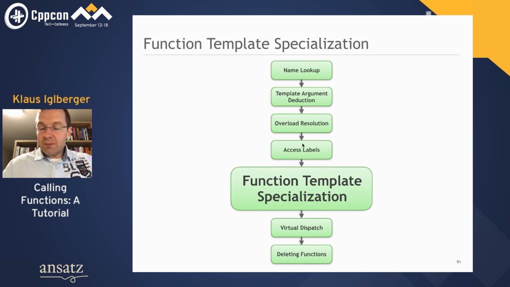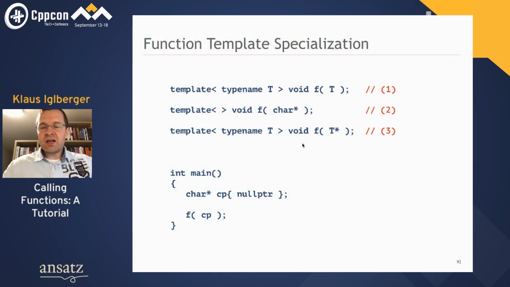The next step would be function template specialization, which is a step that I cannot really go into detail. But at least I want to give you a feeling that this is indeed a step that happens very, very late. The first function I have is a base template, a function f that takes some t. The second function is a function template specialization. I specialize this template for character pointers specifically. The third function is a base template again that takes t pointers, t being any type.